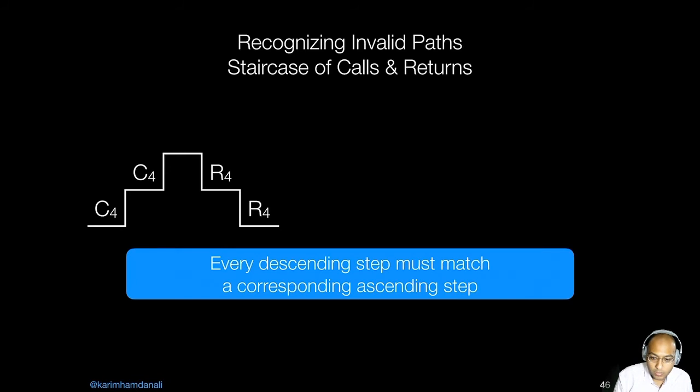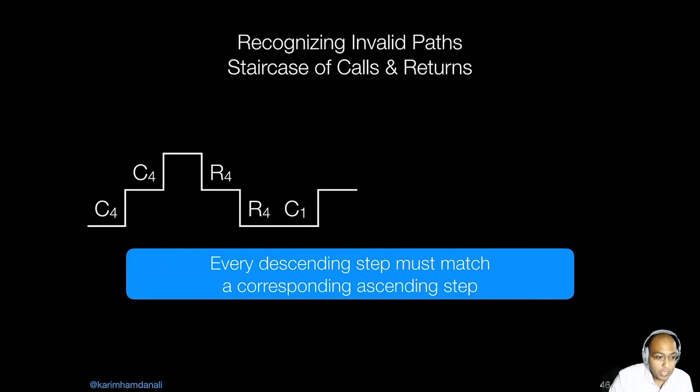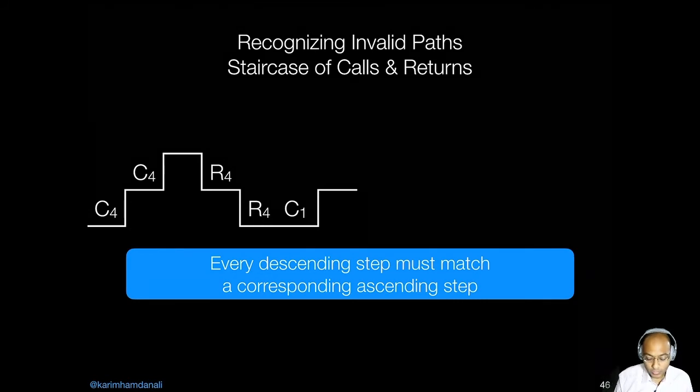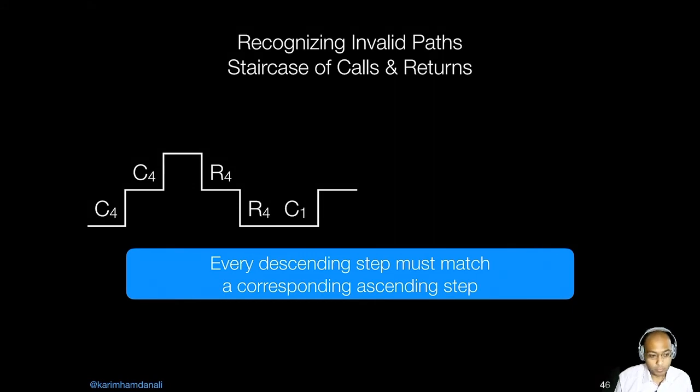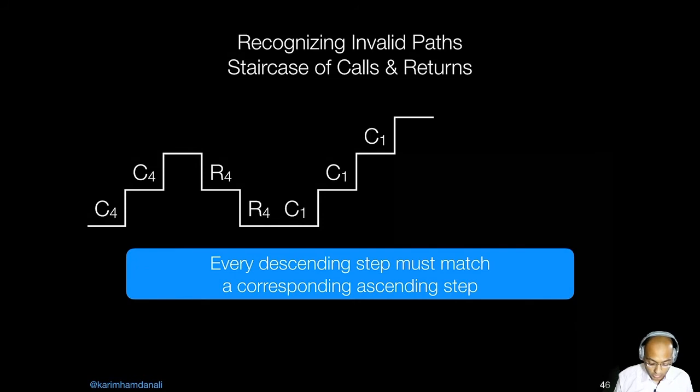Even with that concept of the staircase of calls and returns, that every descending step must match a corresponding ascending step, there might be a couple of problems. So C1 might be calling C1, might be calling C1, might be calling C1. So you might get infinite recursion there. Not only that, but there are actually two main problems with this kind of notion.